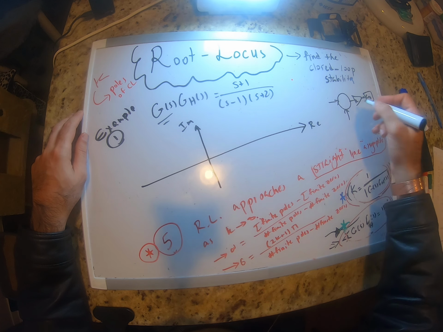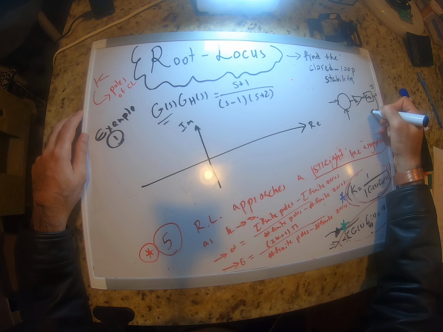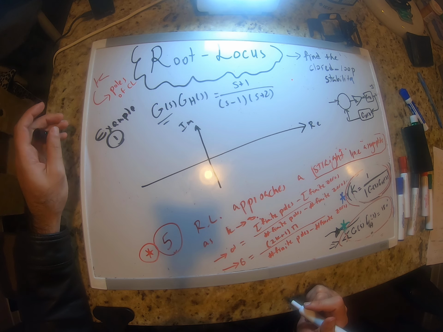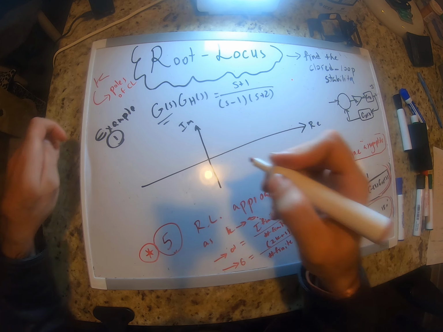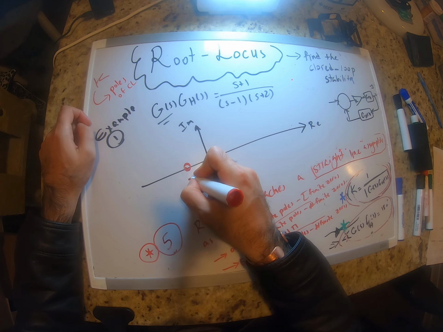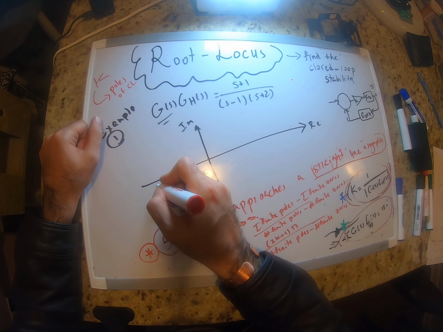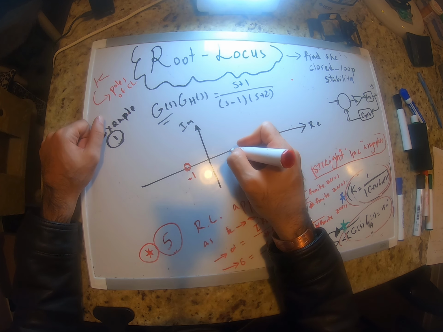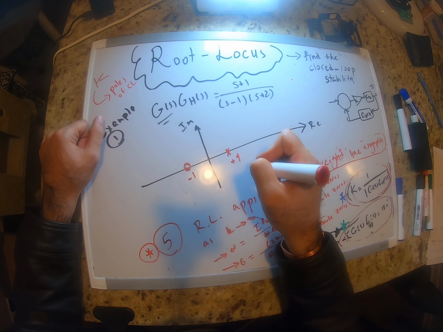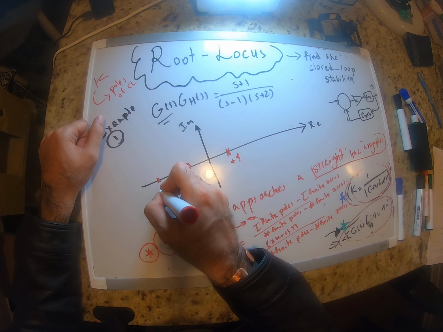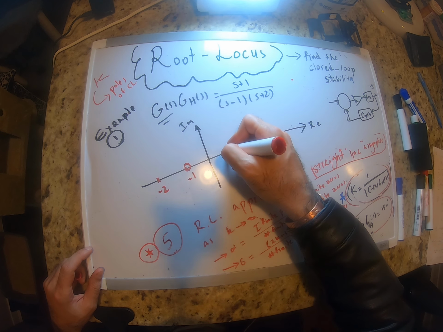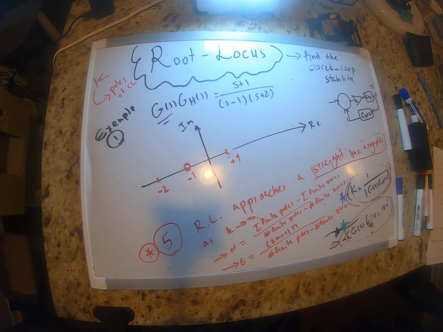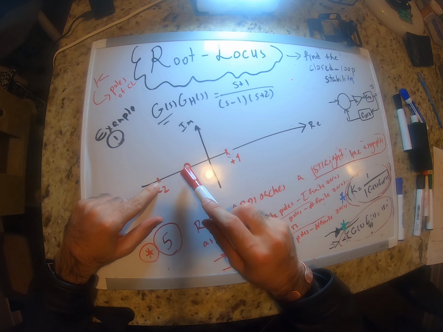GS is this one. This is Y. This is GHS. Okay. So we have a 0 at s equal to -1. We have a pole here, and we have a pole here. Okay. So we have 2 poles and 1 0.